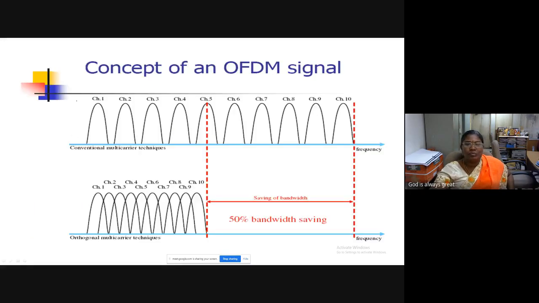This is a typical concept of using multi-carrier modulation. Use channel 1 to transmit one set of data, channel 2 another, channel 3 and so on. Between channel 1 and channel 2 there will be a guard band, so that there will not be any overlap between the channels. This is what the normal conventional multi-carrier technique is.